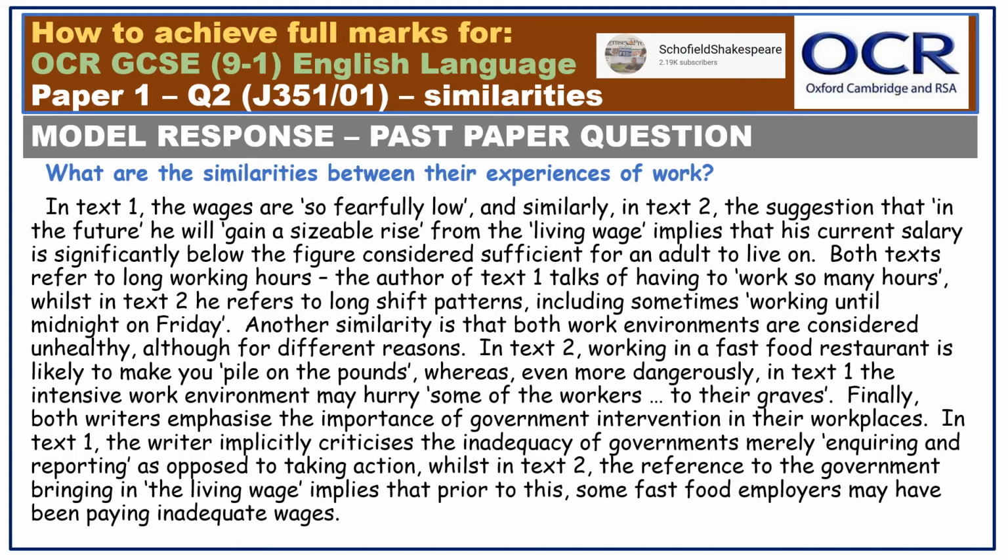In text 1, the wages are so fearfully low, and similarly in text 2, the suggestion that in the future he will gain a sizable rise from the living wage implies that his current salary is significantly below the figure considered sufficient for an adult to live on. Both texts refer to long working hours. The author of text 1 talks of having to work so many hours, whilst in text 2 he refers to long shift patterns, including sometimes working until midnight on Friday.